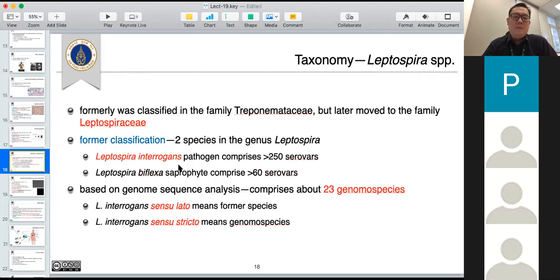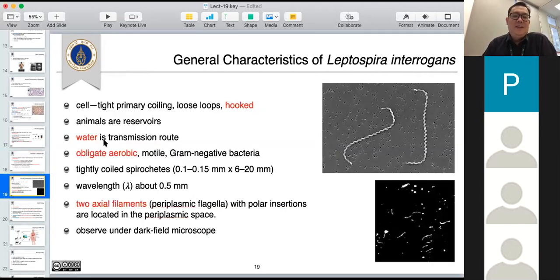Then they put the Latin terms sensu lato and sensu stricto for the systematics of bacteria. Leptospira interrogans sensu lato means the former species. Well, I say interrogans contains more than 250 serovars. If I want to point to Leptospira interrogans just for the genomic species, I need to use sensu stricto. That means in the strict sense, I mean this group of Leptospira only, not the others. So that's the taxonomy you probably need to know.